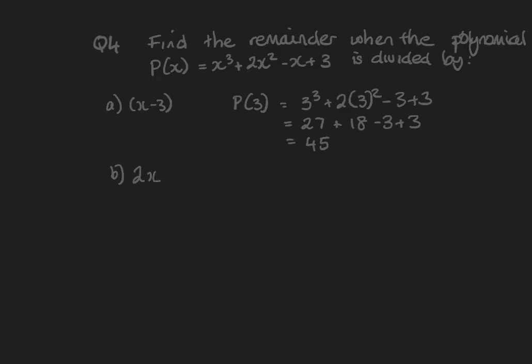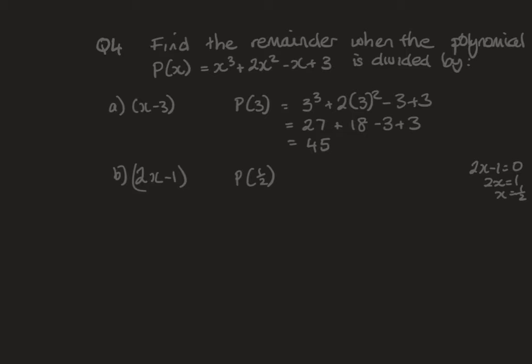B, we've got 2x minus 1. So I'm going to do p of a half. Now, you might want to think, how did I get a half? What you're going to do is put 2x minus 1 equal to 0 and solve for x, and that's what you're going to substitute in this time.